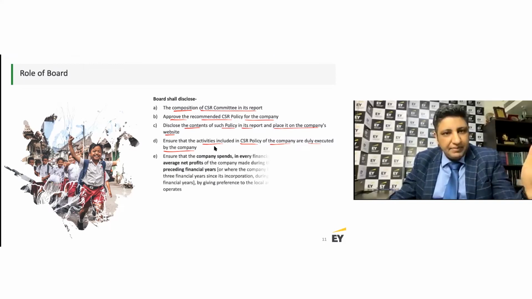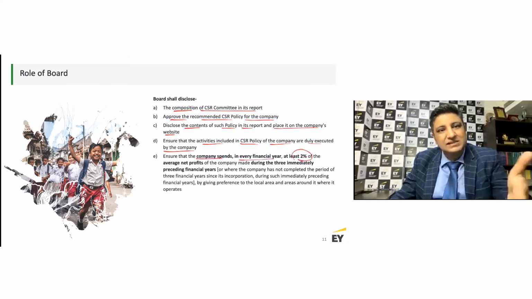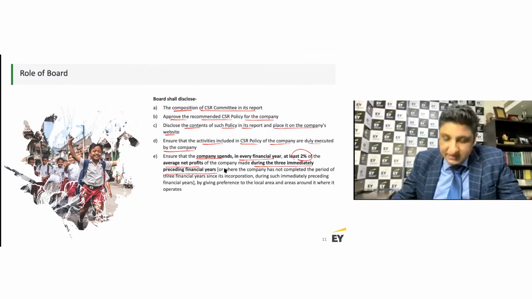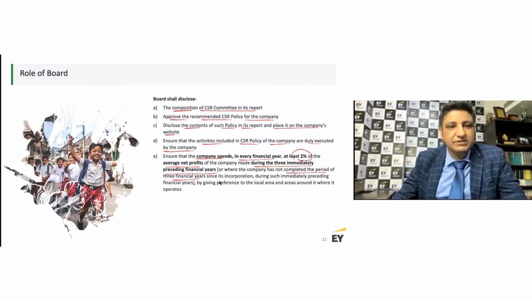Okay, so when you say that, you're looking at, of course, further ensuring the company spends in every financial year. This is where the quantification is done, right? The quantification is done at least 2% of the average net profits of the company made during the 3 immediately preceding financial years. Okay, so that's where you start looking at that the company spends in each financial year at least 2% of the average net profits of the company made during the 3 immediately preceding financial years. Now, what if it's a new company, right, wherein they have not completed those 3 years since the incorporation?